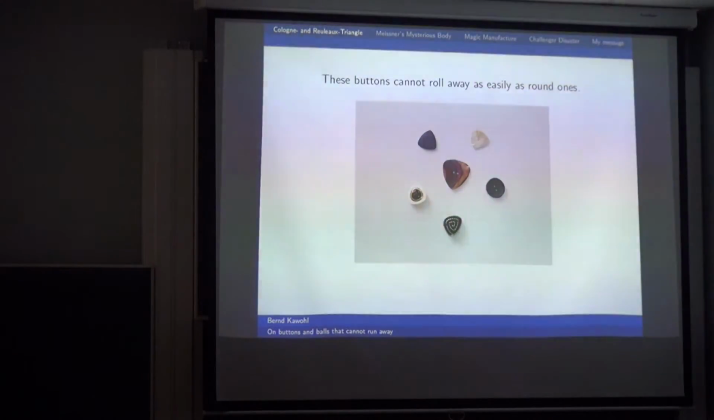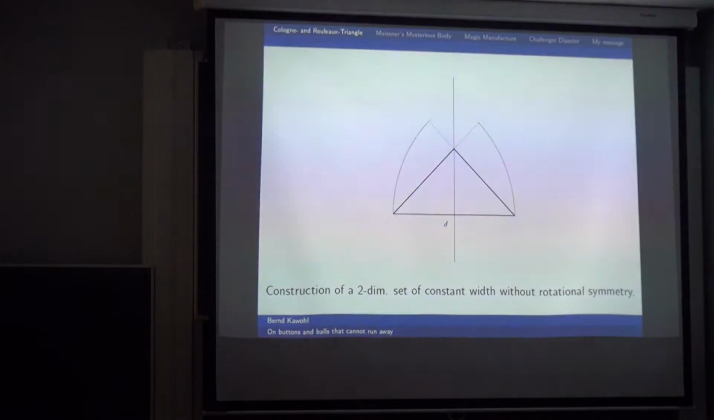But these buttons also have constant width. We can pass them around. Yes. It was not easy to find them, but they exist. Right. Now here let me construct the sets of constant width that we have seen so far were invariant under some finite rotation. Here we construct a set which is invariant under reflection.